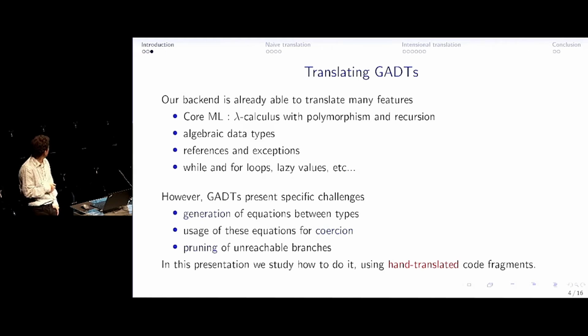What I'm explaining here is that Coqgen is automatically generating all that as a backend to OCaml. But in this presentation, we study how to do it, and what we will see is only untranslated examples. We are not yet at the stage where we do that automatically.